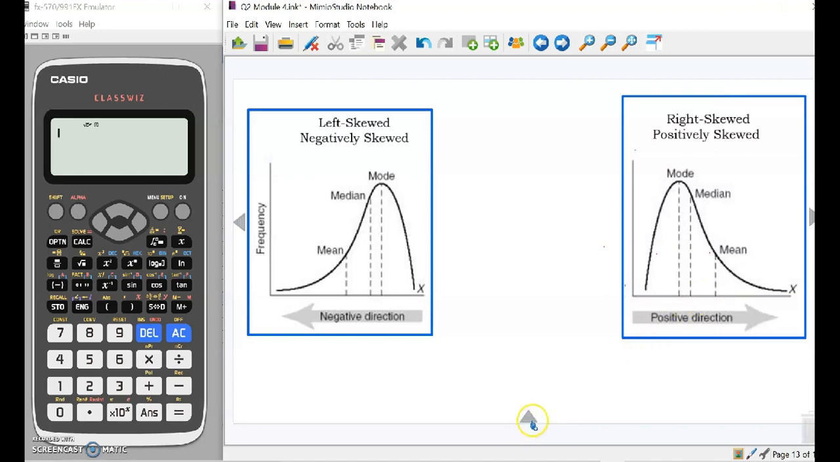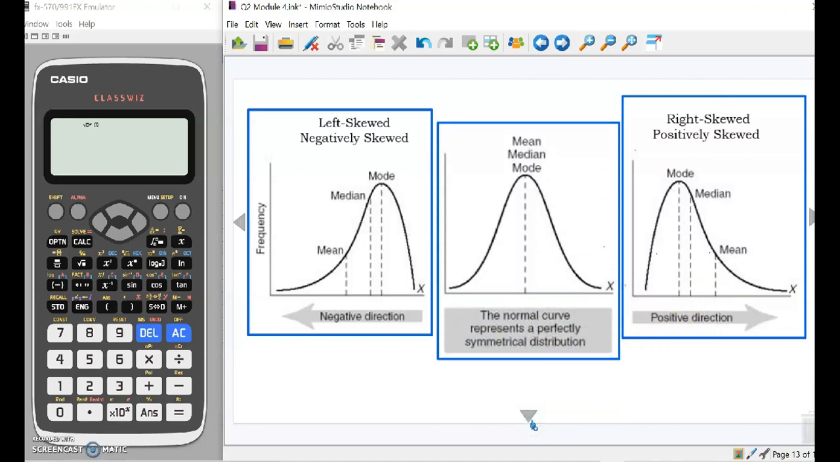Okay, and last, we also know that the distribution can be a normal distribution where it represents a perfectly symmetrical distribution. All of this we talk about because we discuss the skewness of a distribution, which focuses on the measure of symmetry, or the degree of symmetry or asymmetry, of a distribution.